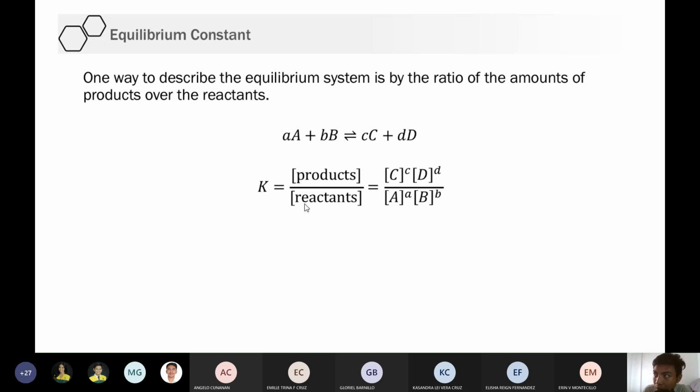Ito yung ratio ng amounts ng substances, no, products over reactants, no. For this equation, we can write the K as this one. Concentration of C raised to its coefficient, concentration of D raised to its coefficient, all divided by the reactants, which is concentration of A raised to its coefficient, and the concentration of B raised to its coefficient. Okay.